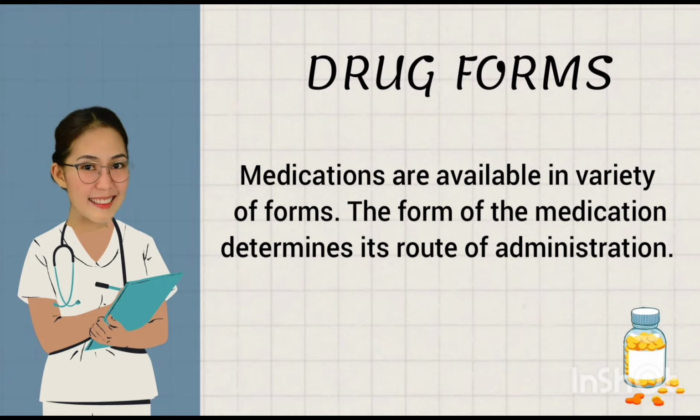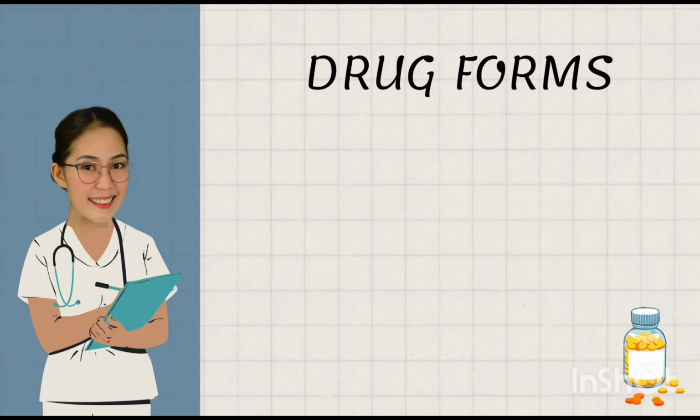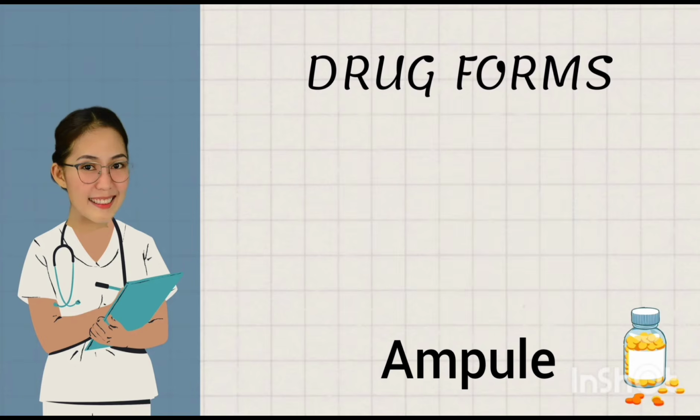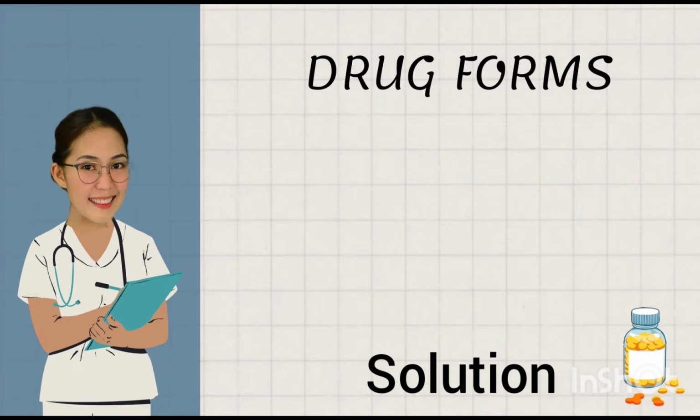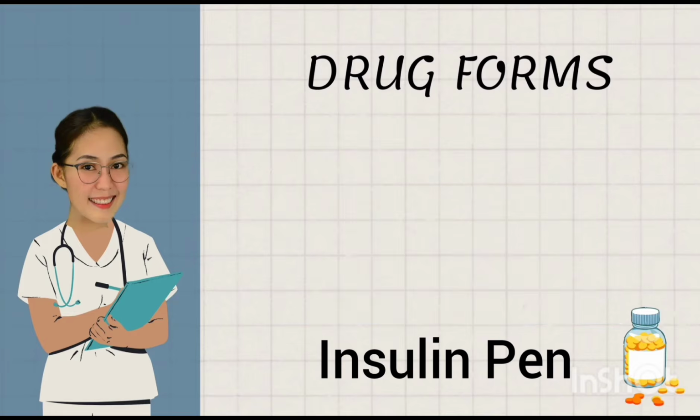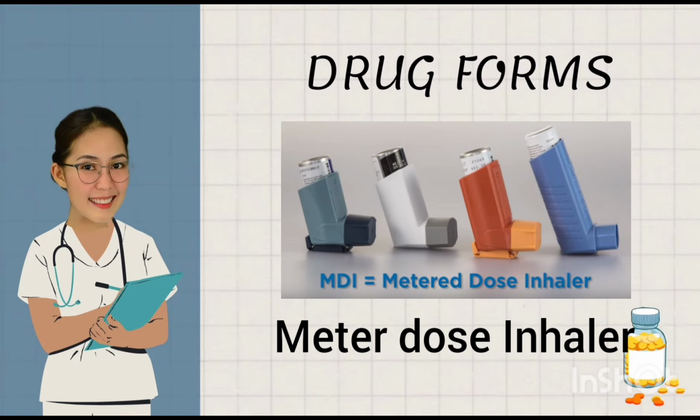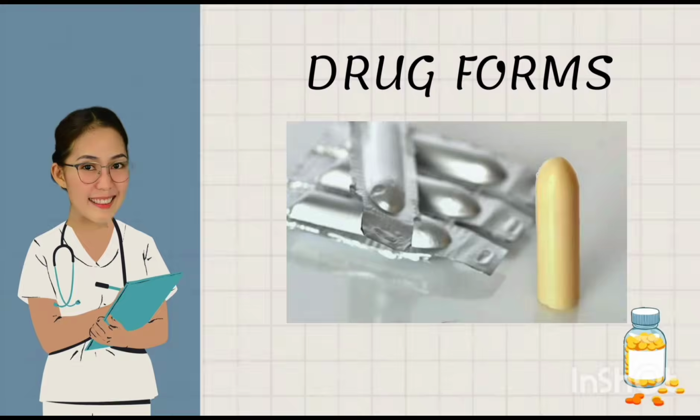Medications are available in a variety of forms. The form of the medication determines its route of administration. Drug forms can be an ampule, a tablet, a capsule, lozenge, a solution, an insulin pen, nebulizers, metered dose inhaler, and suppository.